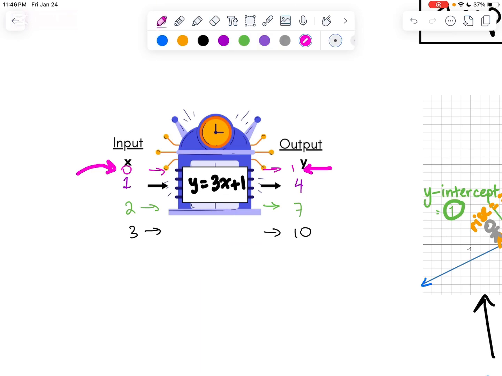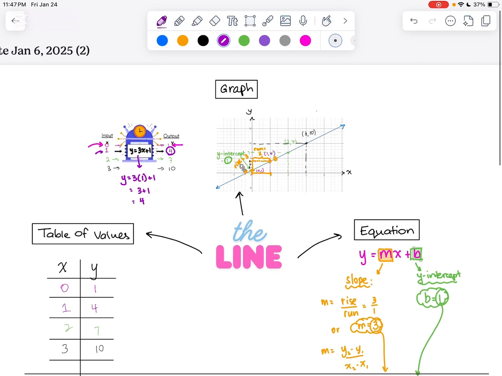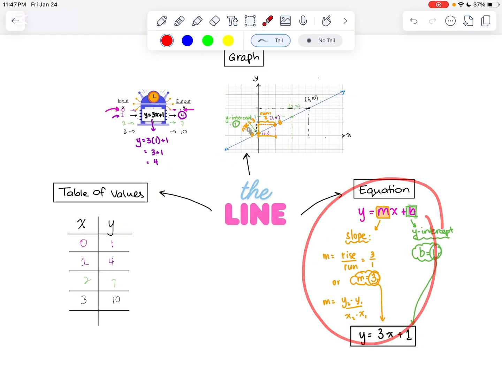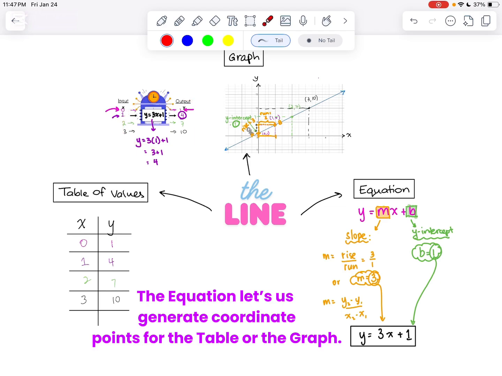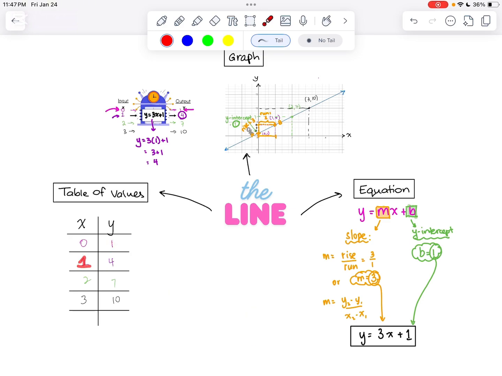You can try that with any of the others, and you'll find the same thing. Let's say I take this one now. How do I get my 4? Well, the calculator in my function says let's do 3 times 1 plus 1, and that gets you your 4. So the equation of a line is really what we use to generate the points that go into this table of values. I'll say that again: this equation is what we can use to generate these coordinates here. If I put in a 0, an output of 1 comes out. If I put in an input of 1, an output of 4 comes out.